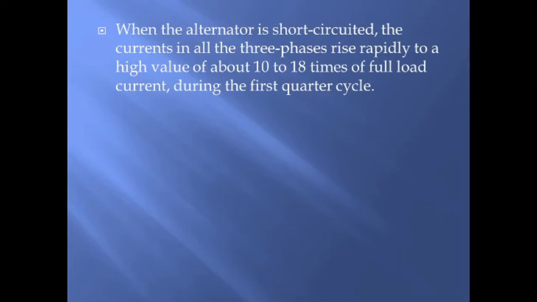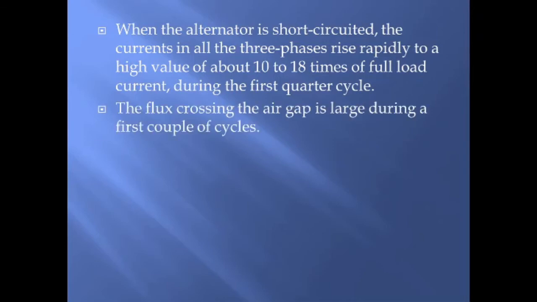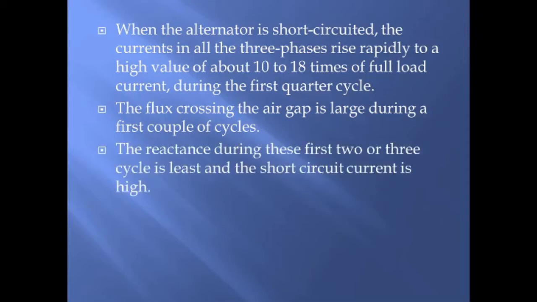Okay, so the current goes to a very high value and it goes very rapidly as soon as the short circuit occurs. Okay. And also it affects the flux which is crossing the air gap. So for the first couple of cycles, the flux which is there in the air gap also gets affected because of this short circuit or this subtransient period. The reactance during this first 2 to 3 cycles where the subtransient period exists, okay, and the short circuit current is very high, okay, because obviously there is a very high current, so it will produce its own flux as well, and also the flux is already there in the air gap.